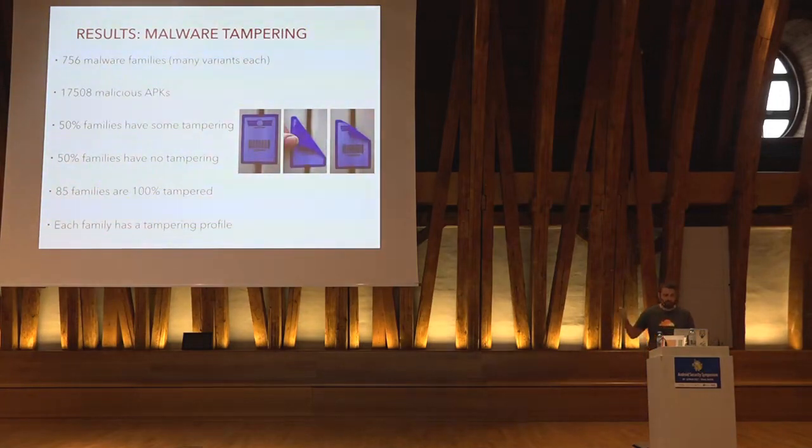And then specifically for the malware tampering, we thought this was pretty interesting. It was 756 malware families with lots of variants. We took a subset of those, and about 50% of the families ended up having some tampering, and 50% of families had no tampering. And then there were some families that were just 100% tampered, which is kind of weird.